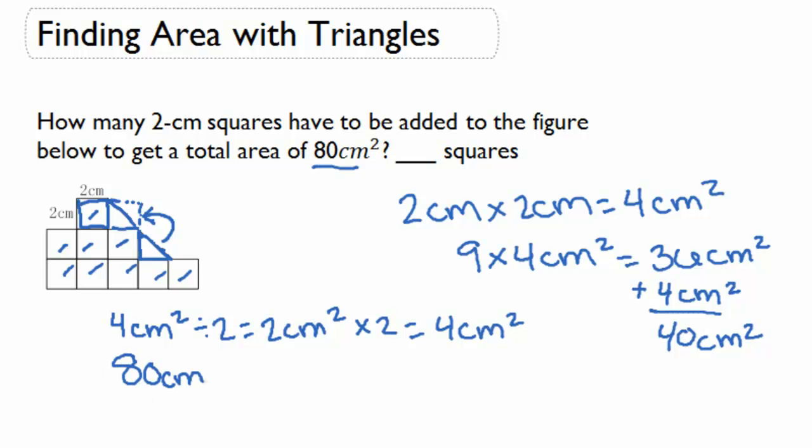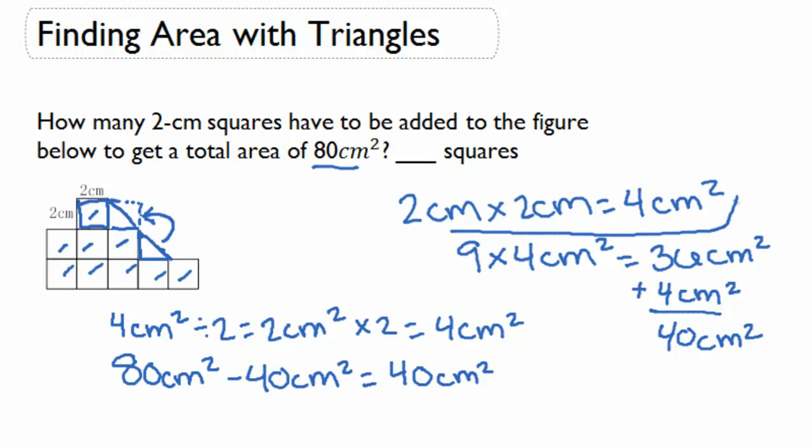We have 80 centimeters squared minus the 40 centimeters squared that we already have means that we're still going to need 40 centimeters squared added on. Now if we're adding this area in 2 centimeter squares, that means that they're going to have an area of 4 centimeters squared each. So we can divide our 40 centimeters squared that we still need by 4 centimeters squared. 40 divided by 4 is 10. We would need 10 more squares to be added to our figure to have 80 centimeters squared.